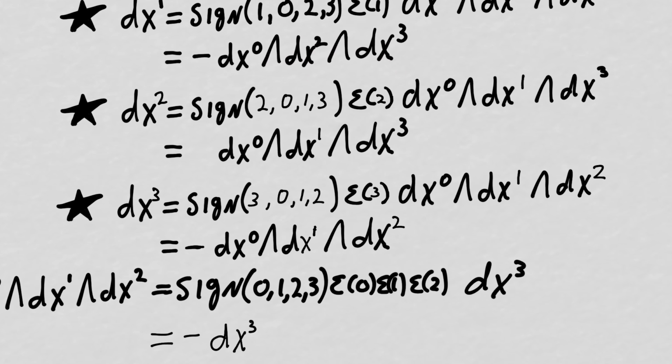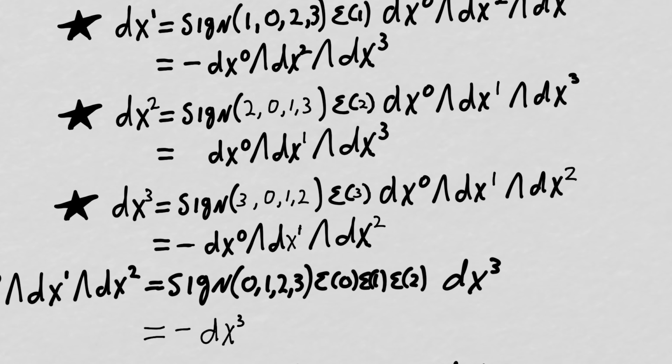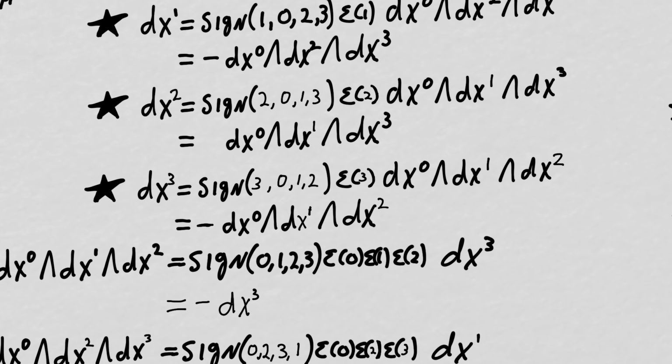And likewise for dx2, same thing, right? For dx2, I pick 0, 1, and 3, which does not include 2. I now have the sign of 2, 0, 1, 3. That requires 2 sign flips, if I've got this right. 1 to get the 2 over here, and then another. So no sign is picked up from this, and no sign is picked up from epsilon of 2. And so now I have the Hodge dual of dx2 is dx0, dx1, dx3. And likewise, for dx3, I end up with a minus dx0, dx1, dx2.